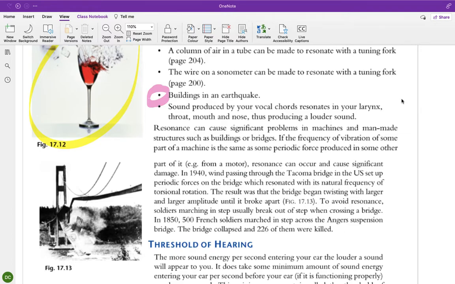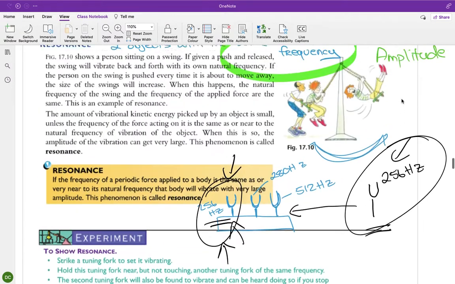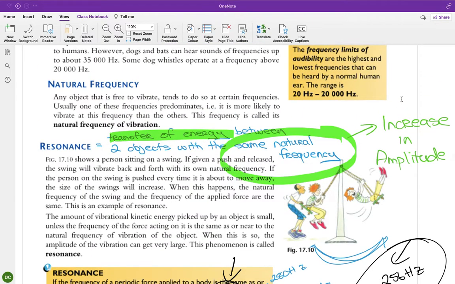So now when soldiers march, if they reach a bridge, they knock out of step. There's a command and they walk out of step to avoid that perfect 1, 2, 1, 2, which could potentially cause a vibration in the bridge. Okay, so that is resonance, and that's a very, very important concept.